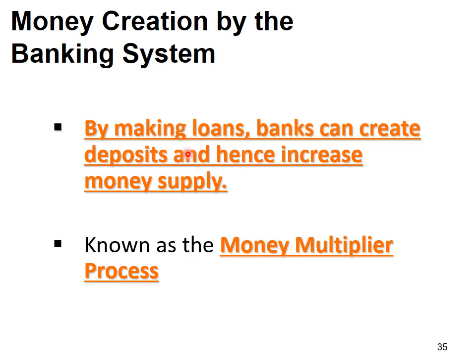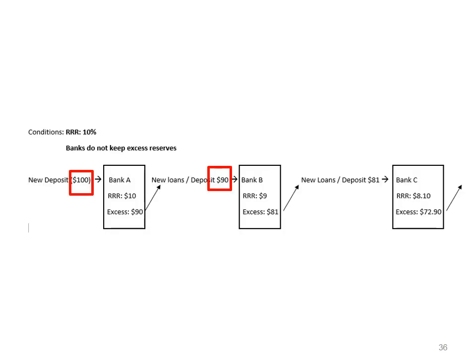Therefore, by making loans, banks can create deposits and therefore increase the money supply. And you can see that something is being multiplied from an initial deposit. The subsequent deposits that are being created accumulate, and something is being multiplied from the original deposit. We call this the money multiplier process. So from a new deposit, more deposits are created downstream.